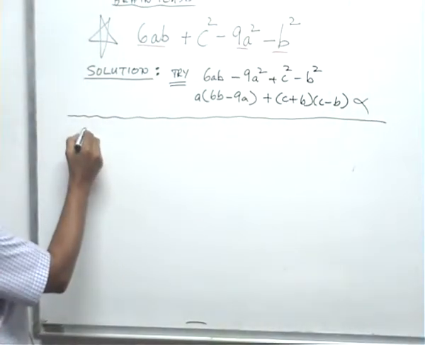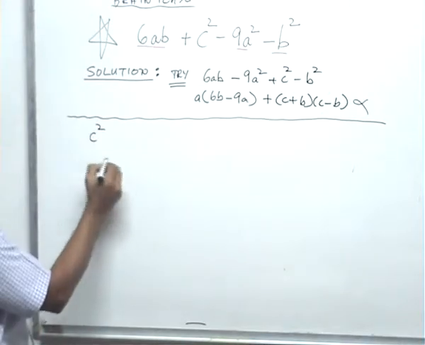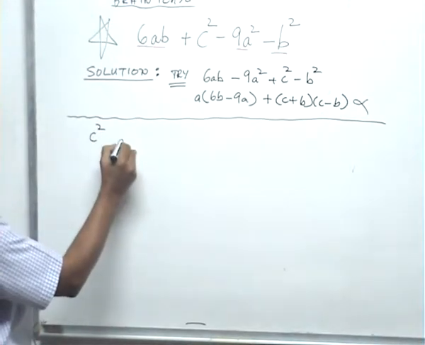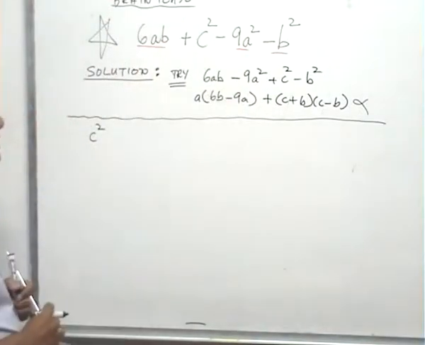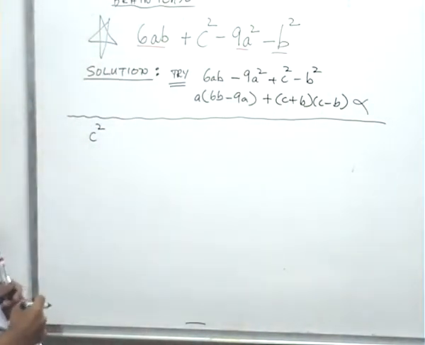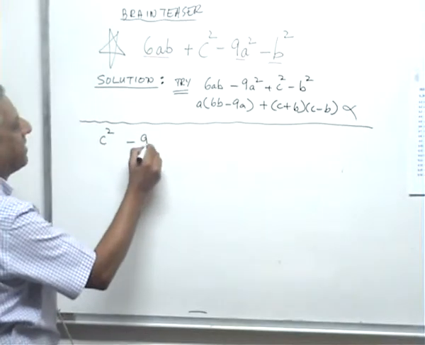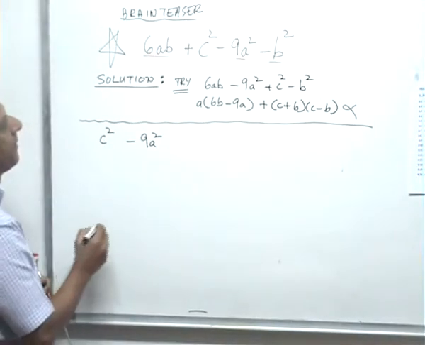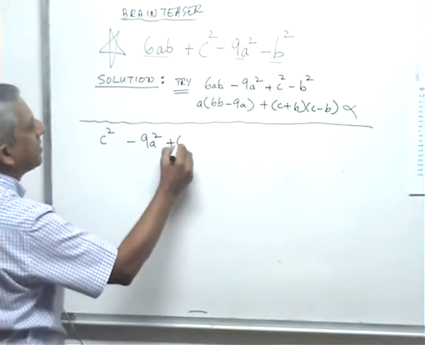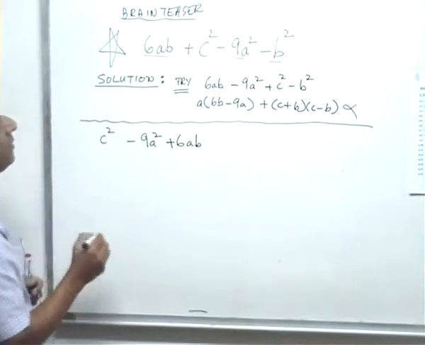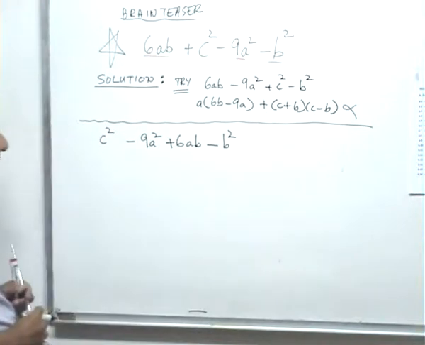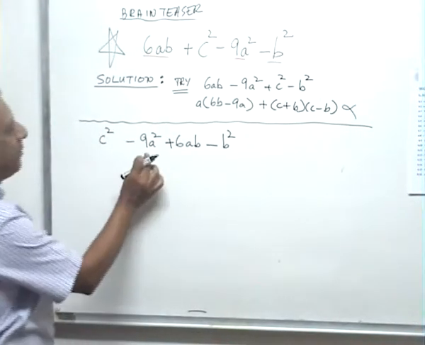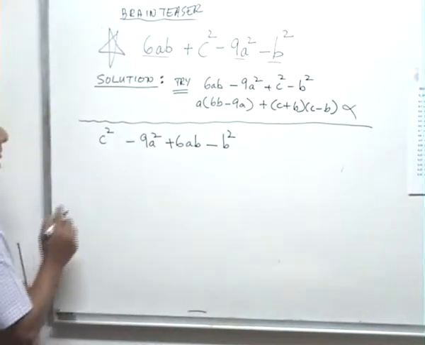And then you said, well, let's see, let's put the c squared here, and we're going to group those. If I'm grouping those together, that means I'm trying to create a trinomial. So let me put the minus 9a squared there, and then better I put the 6ab in the middle, and I better put the minus b squared in the end. So what's happening now is I'm grouping this 3 together.